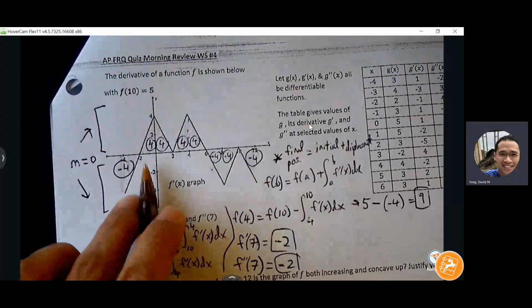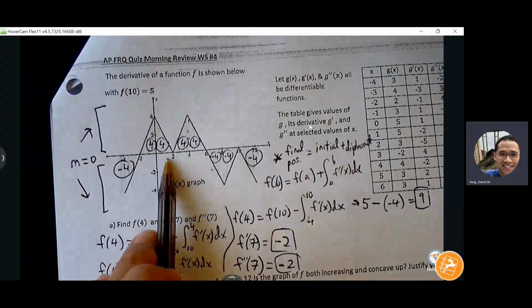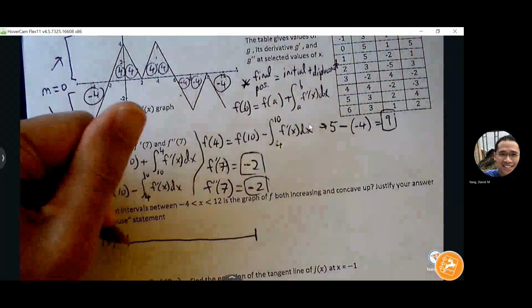So my critical points are where the slope is 0, so -2, 2, 6, and 10.